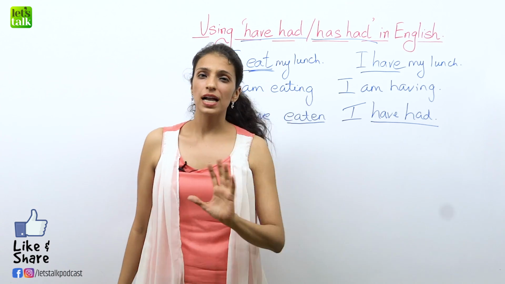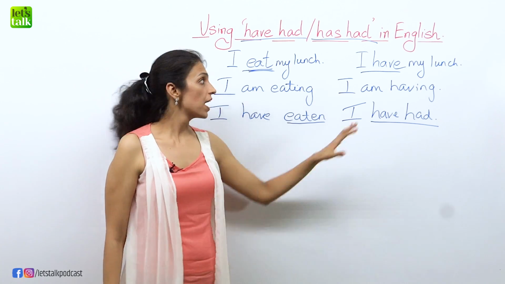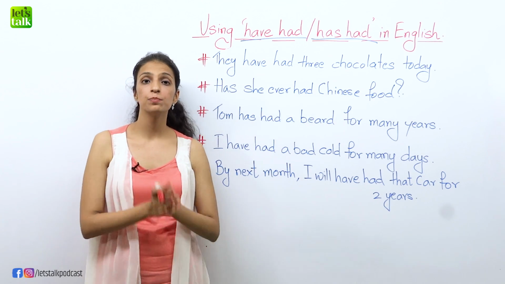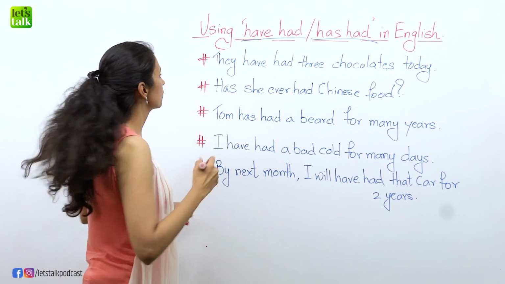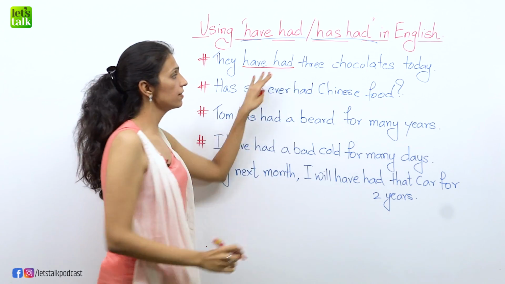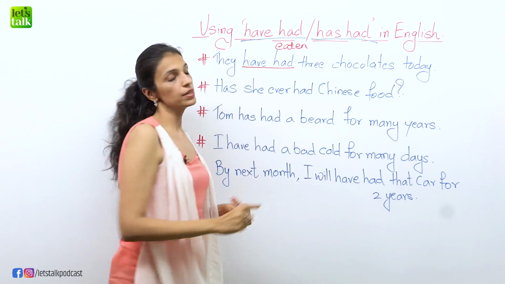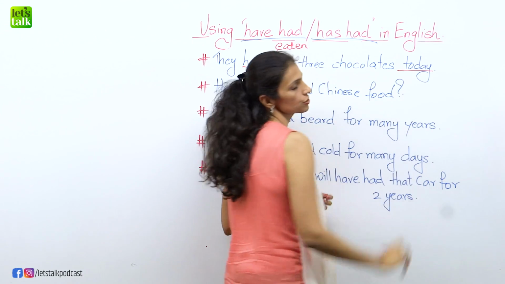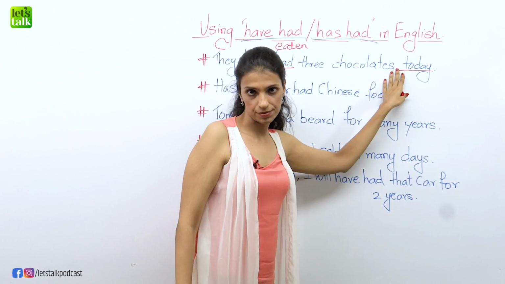Now we're going to take a look at some sentences and see when you can use have had or has had in a sentence. As you just learned, have had is nothing but the present perfect tense. Let's see how we use them in sentences. My first one: they have had 3 chocolates today. Have had here means they have eaten, okay? And why am I using a present perfect tense? Because the action is completed, but the time, today, is not completed.